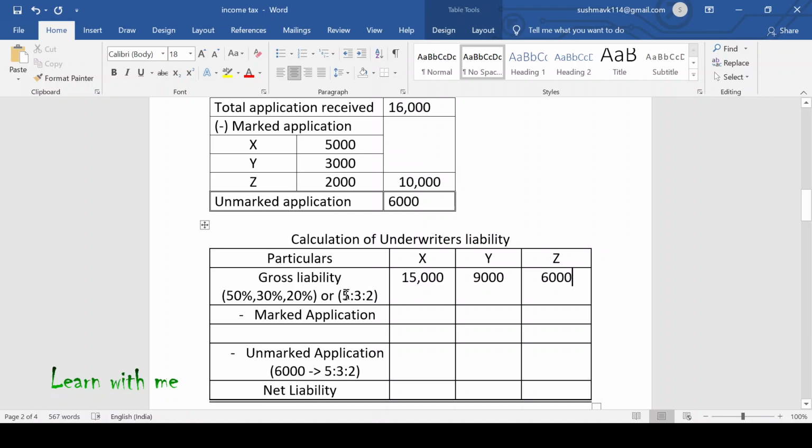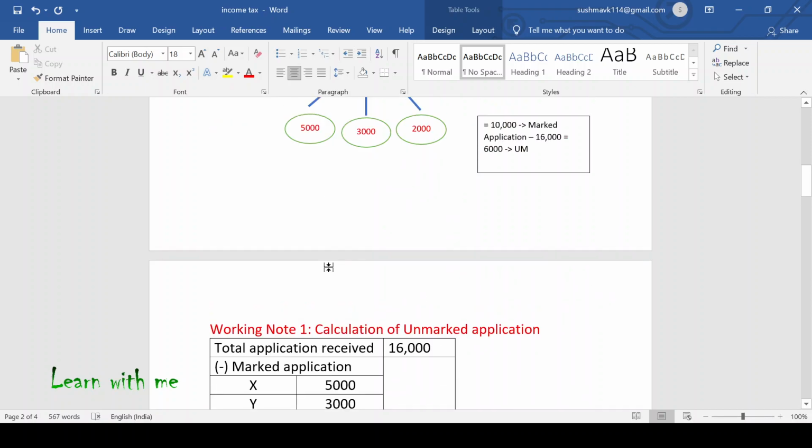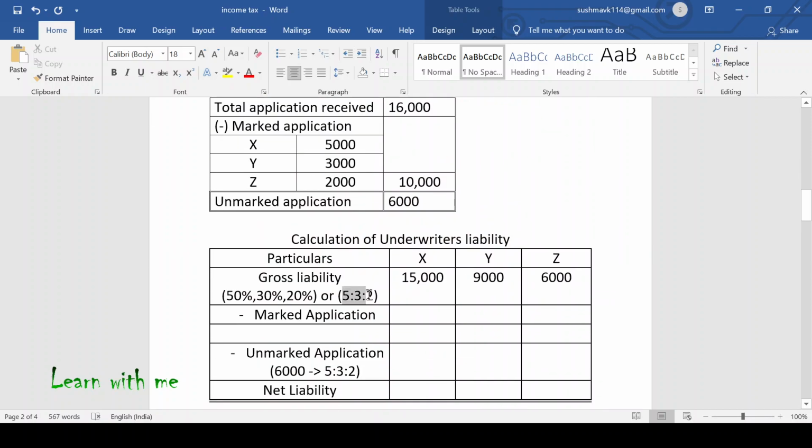I told you can also calculate it by ratio, and it will also be easy for you to calculate by percentage. See, the percentage method is calculated only when they have given the percentage in the question. Sorry, if they have given it in the ratio, you can calculate by ratio only. But if they have given it in the percentage, you can calculate it either by ratio or by percentage.